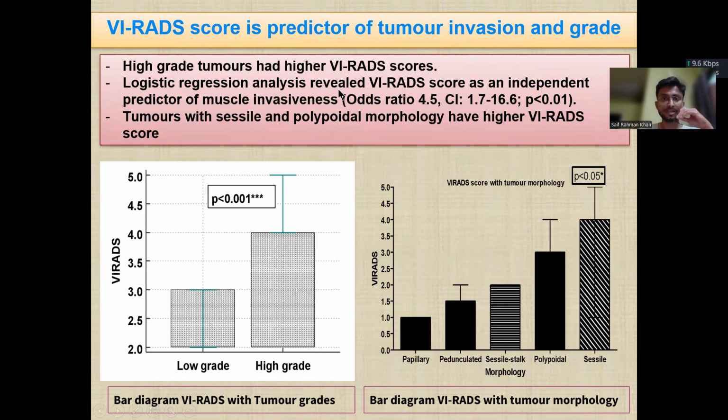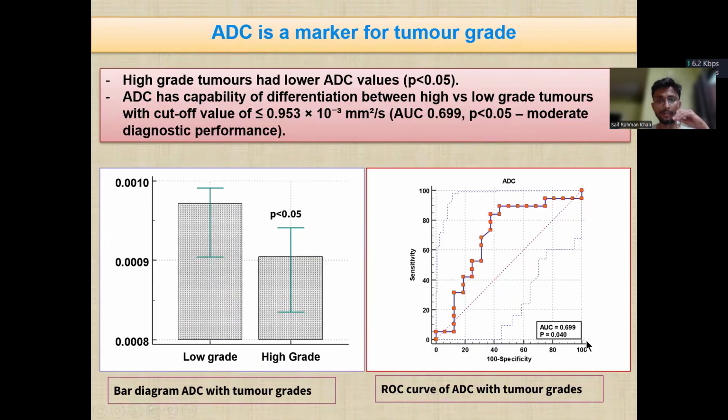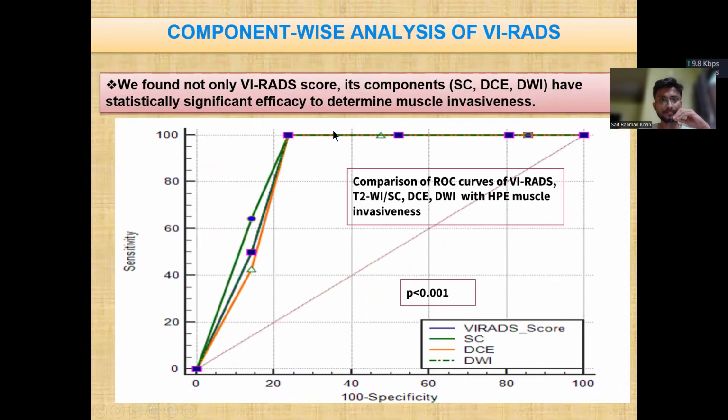Logistic regression analysis revealed VI-RADS score as an independent predictor of muscle invasiveness, and it was noted that tumors with sessile and polypoidal morphology had higher VI-RADS score. Higher grade tumors had lower ADC values, and when chosen as a cutoff value, 0.953 into 10 raised to the power minus 3 millimeter square per second, there was a moderate diagnostic performance of the ADC value to choose between high and low grade tumors.